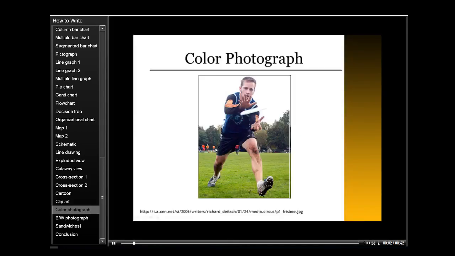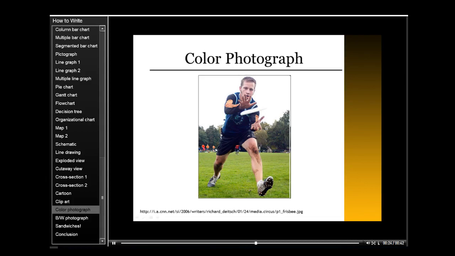Color photographs are often very useful. Imagine if this was a black and white photograph. It could work, but it's not necessarily representative of what's going on. With color, though, yeah, it'll work nicely. The one catch here in the color photograph, notice that the frisbee is blending into the background. That can be a problem.